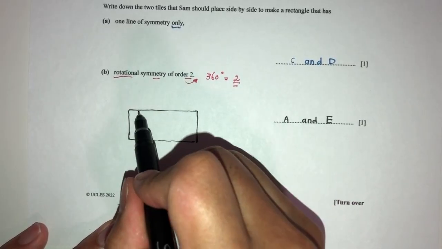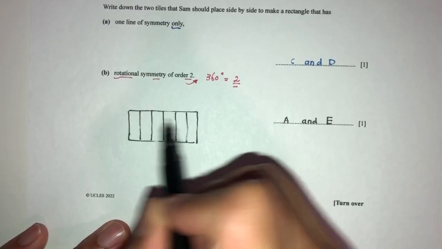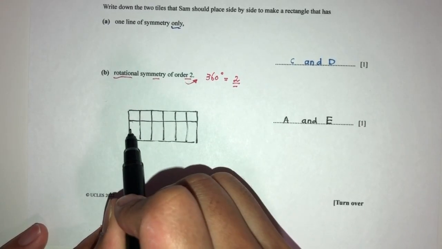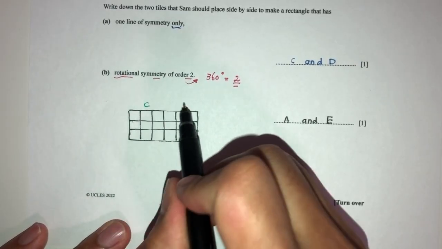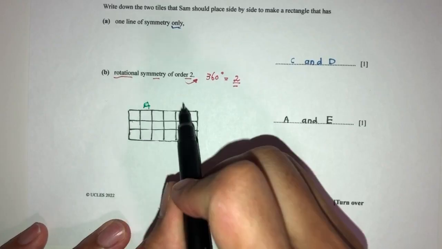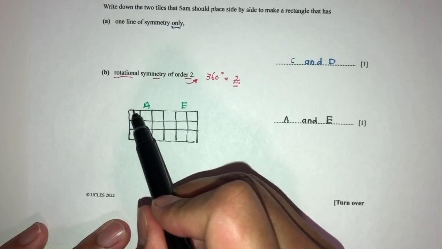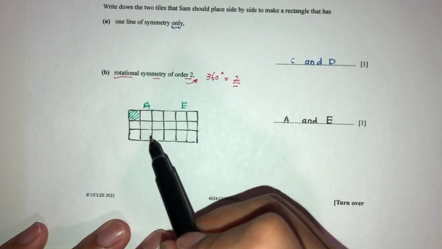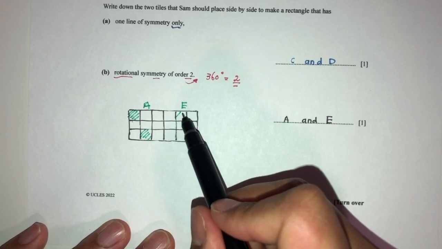So let me just do this. So we have 1, 2, 3, 1, 2, and we have 1, 2. So this is obviously A over here, and E over here. So let me shade A. A was given to you by something like this, right? And E was given to you by something like this.